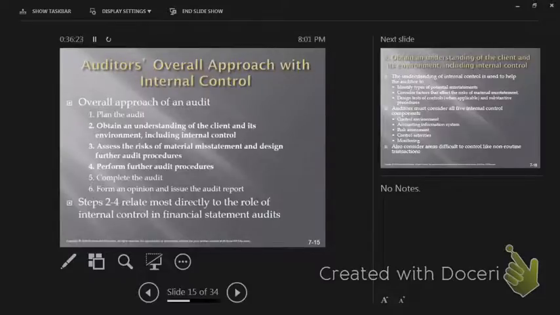What does the environment look like? What's the tone at the top? What are the risks? What's the ethical environment? Then we determine the risk from a statement and design the audit procedures. Then we get into actually performing the audit procedures, which we haven't done yet. Then we complete the audit and form an opinion.